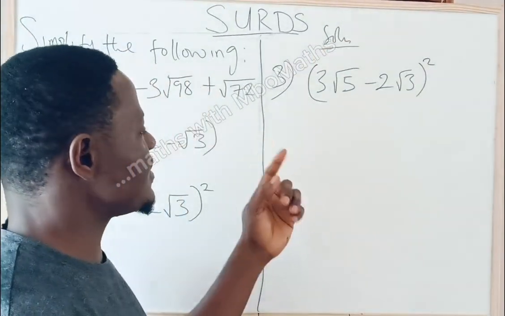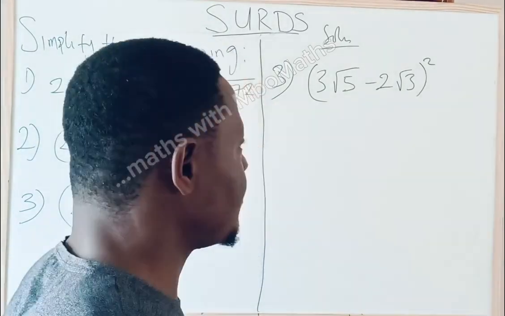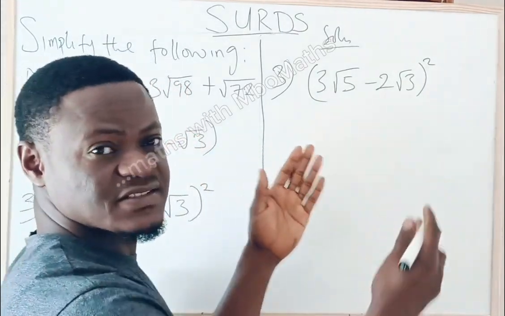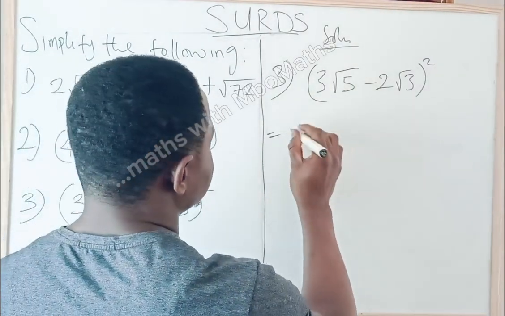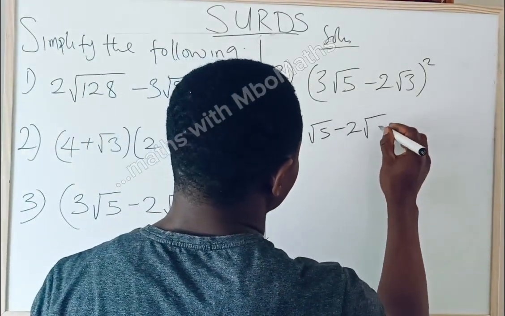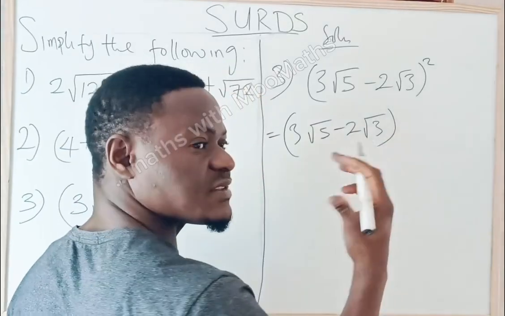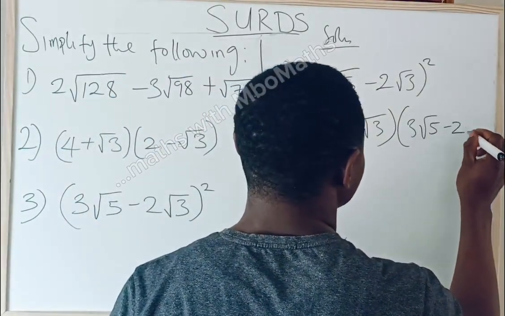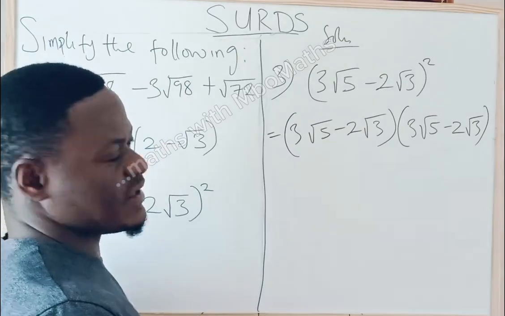Number three says we should simplify this. Just like the previous example, we just have to open this square, writing this in two places. It's as simple as that. So let's go. This becomes 3 root 5 minus 2 root 3, and we have to expand this, which is writing it in two places, into 3 root 5 minus 2 root 3. As before, we open the bracket.